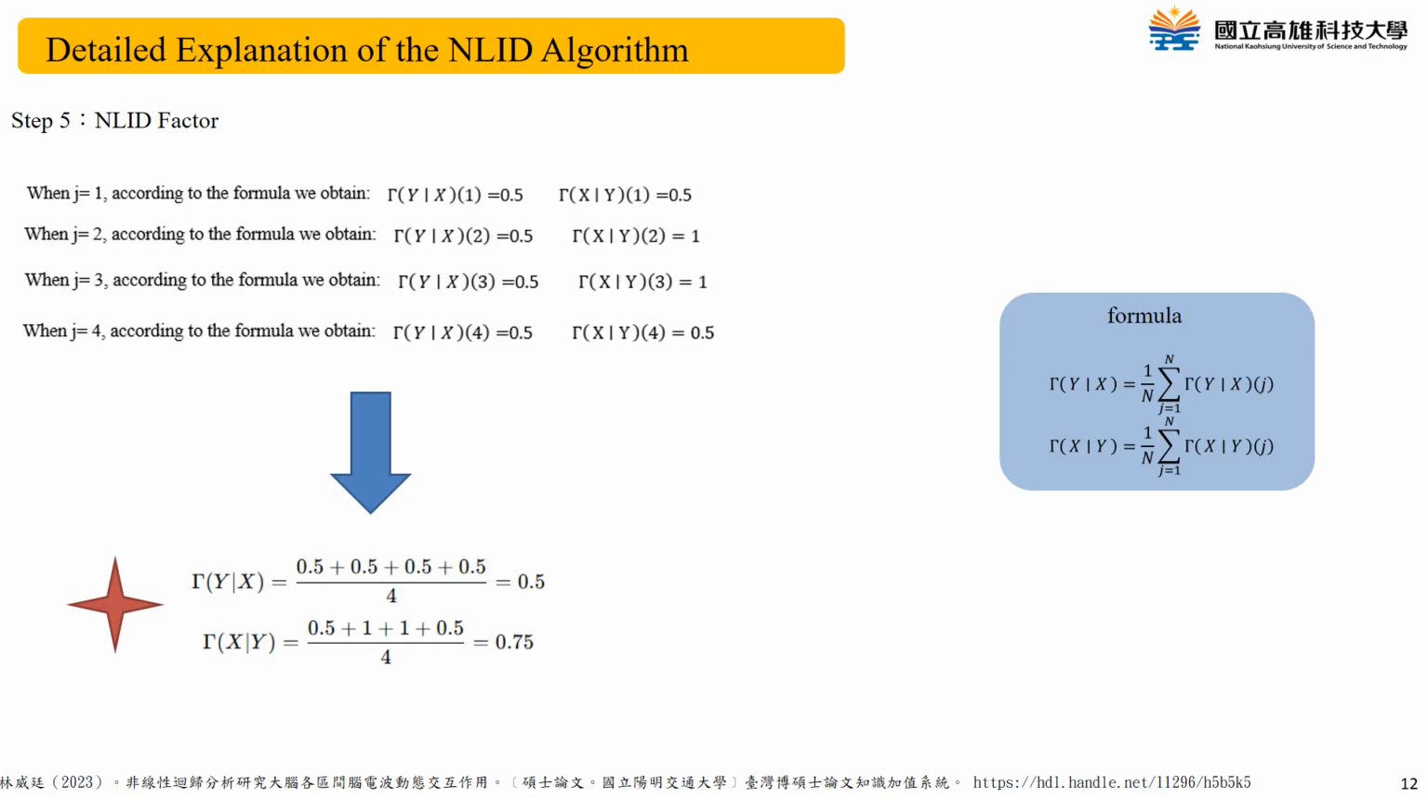As a result, gamma y divides x equals 0.5, and gamma x divides y equals 0.75. This means that there is a directional difference in the nonlinear interdependence between the two signals. Specifically, x shows a stronger dependence on y.